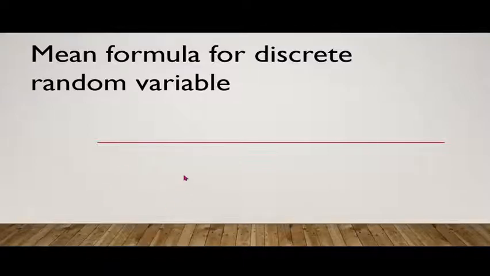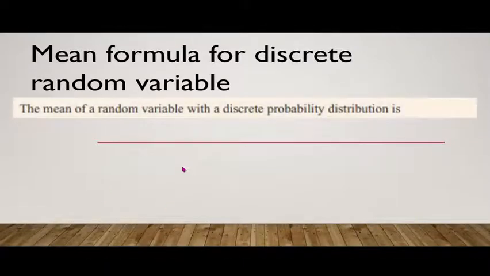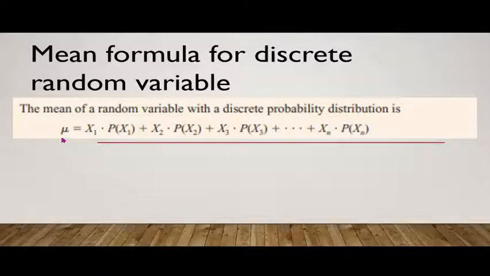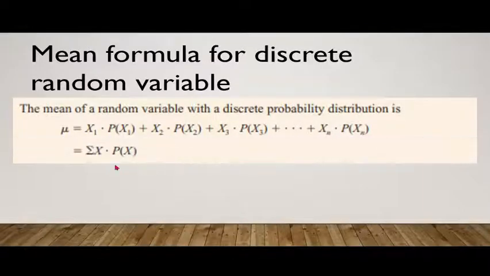So what we have here for the mean of a random variable with a discrete probability distribution is denoted by mu, okay, which is equal to x sub 1 times p of x sub 1 plus x sub 2 times p of x sub 2 plus x sub 3 times p of x sub 3 all the way to x sub n times p of x sub n. All right, so we could write this as the summation of x times p of x.